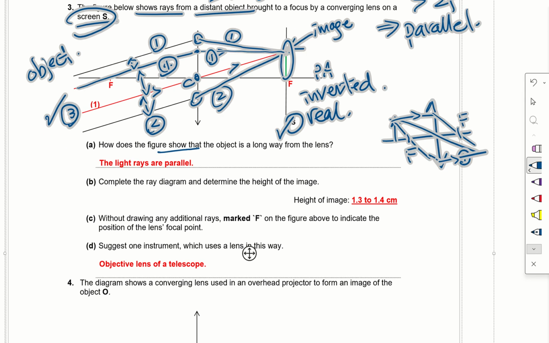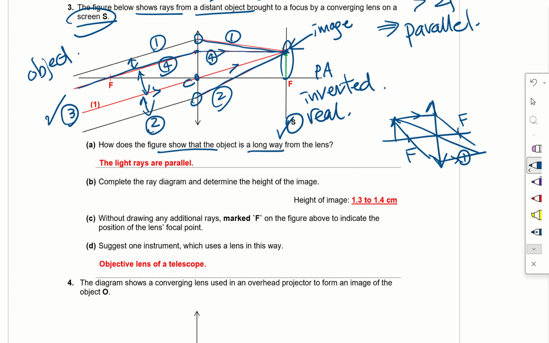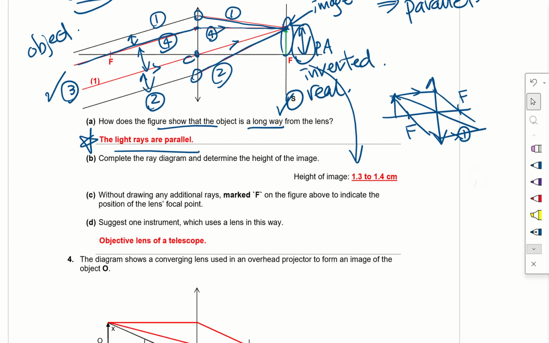So how does the figure show that the object is a long way away? The light rays are parallel. So this is very important. An example is a very far away building, or let's say we can even use the sun. After we have completed the ray diagram, we determine the height of the image. You can actually measure this height. It's about 1.3 to 1.4 cm.